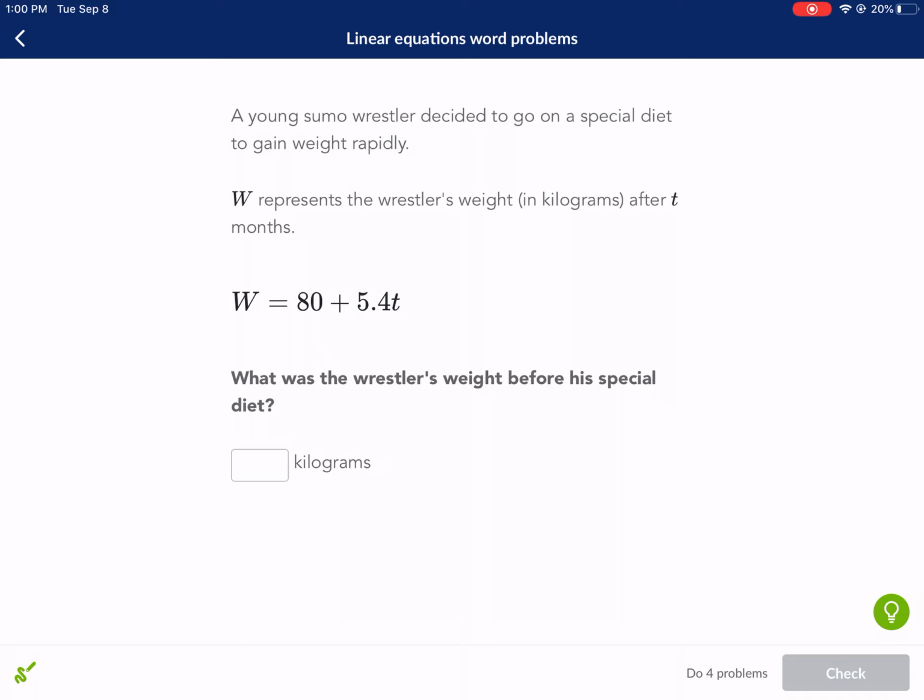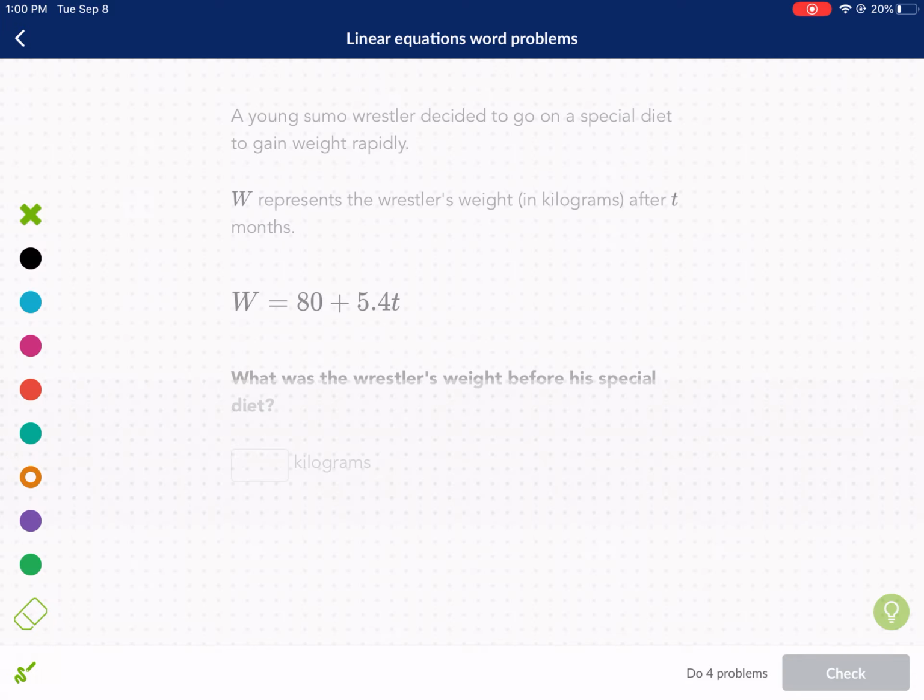What was the wrestler's weight before, there's the key word here, before his special diet? So if he hasn't started the diet yet, then no months have passed. So if no months have passed, how do you express that in terms of T? That means T equals 0. There have been no months that have passed on a special diet.